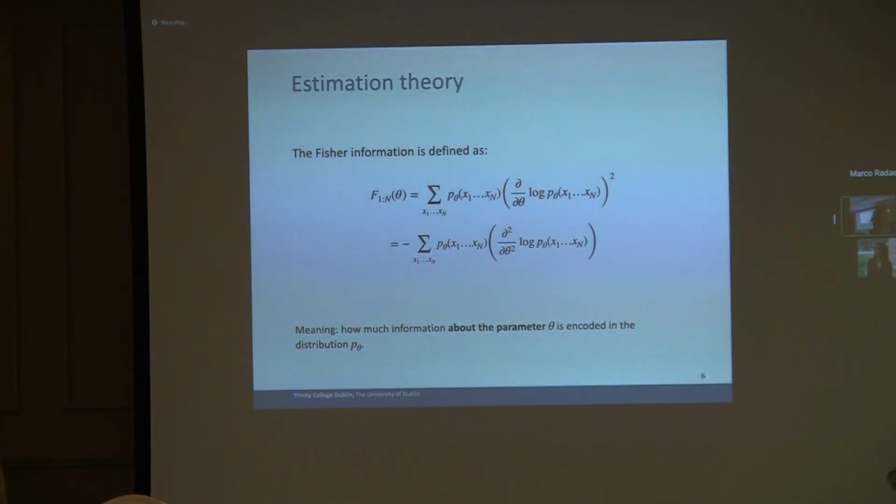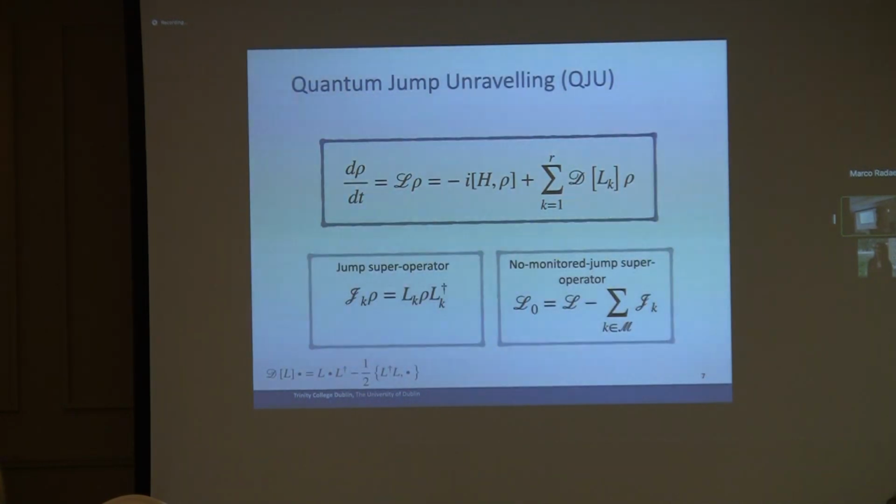The Fisher information is defined like this: it is basically minus the expectation value of the second derivative, with respect to the parameter, of the log of the probability distribution, and it represents how strongly the probability distribution depends on the parameter. If the probability distribution depends very strongly on the parameter, the estimation task is easier than if the distribution exhibits only a very mild dependence.